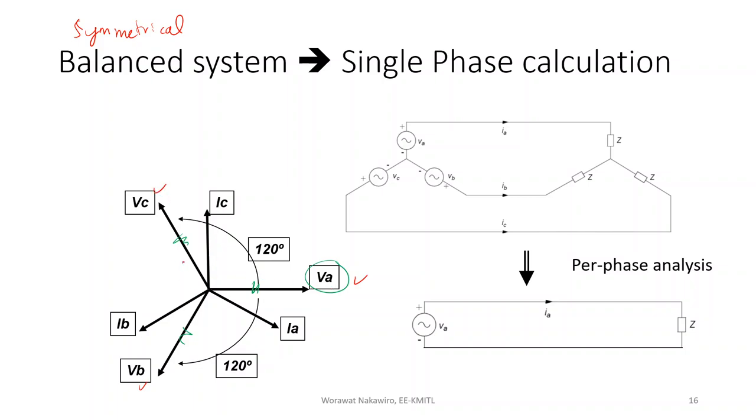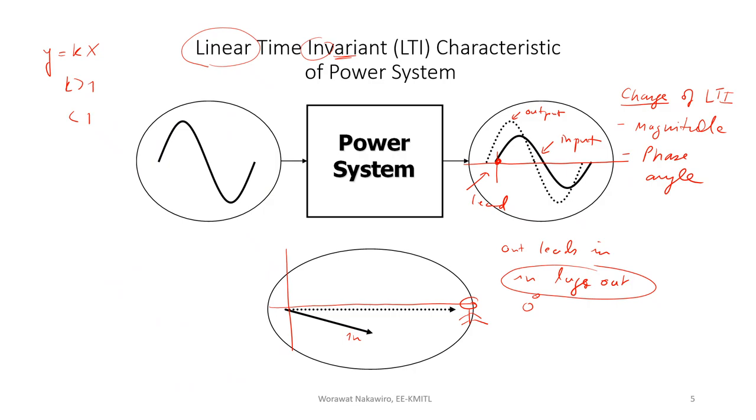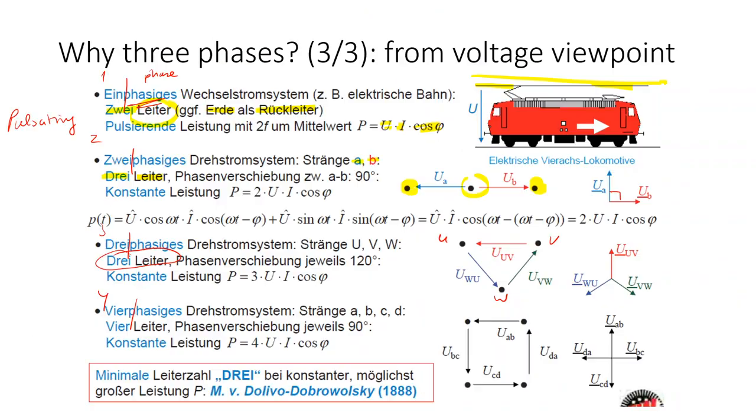If we express this in terms of a phasor diagram, the power system is assumed to be an LTI system, meaning linear time invariant. We put a sinusoidal voltage in, and you get a sinusoidal voltage out. Of course, the magnitude could be different and the phase angle can be shifted. So if we put in VA, the output can lag it. If you want to recall, the property of the LTI is that the magnitude can be changed and the phase angle can be changed. All right, this is the concept.